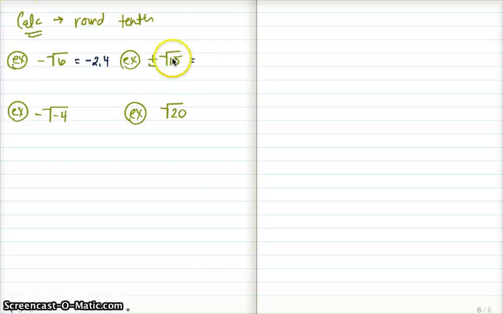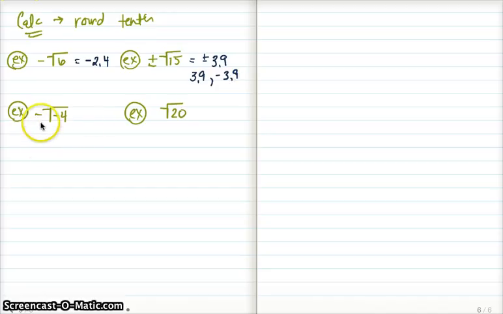So when I type this into my calculator, I'm not going to type in the plus or minus. I'm just going to type in the square root of 15. I'll write the plus or minus here, and I will get plus or minus 3.9. Be careful with your rounding. You could also just write 3.9, comma, negative 3.9.